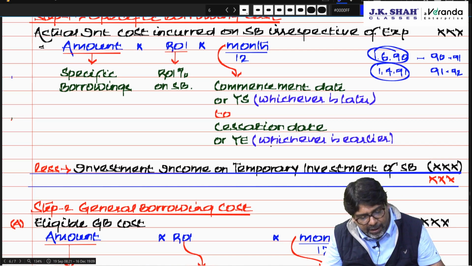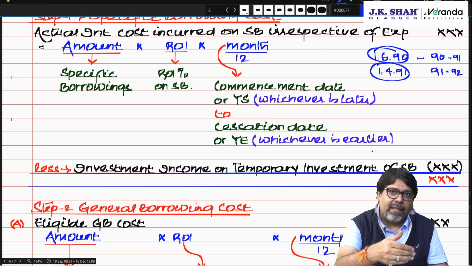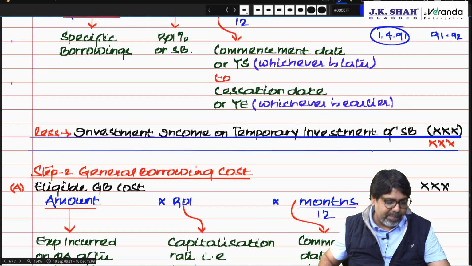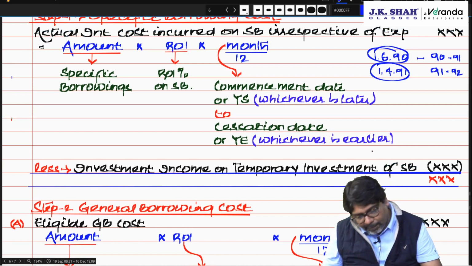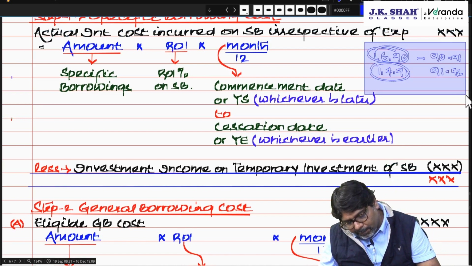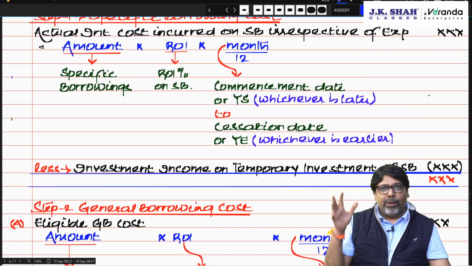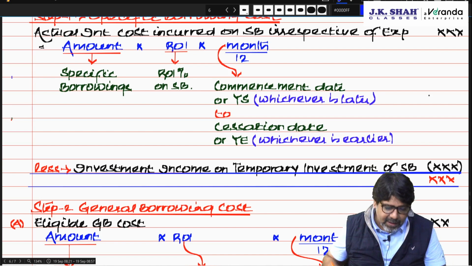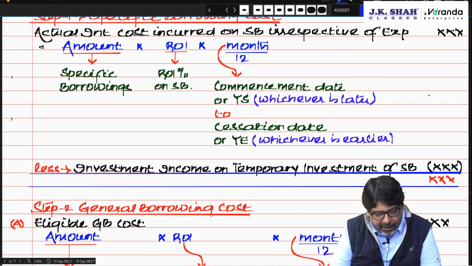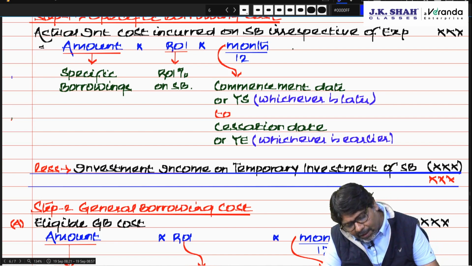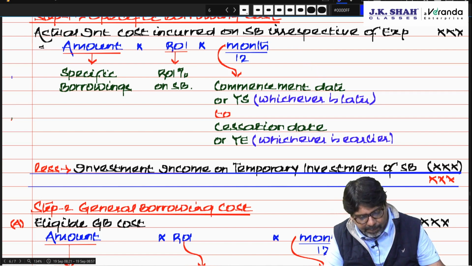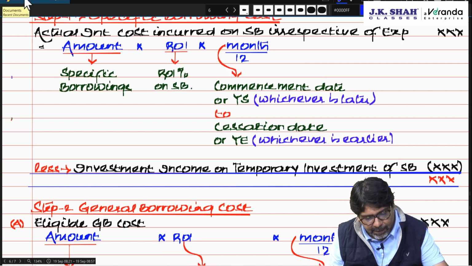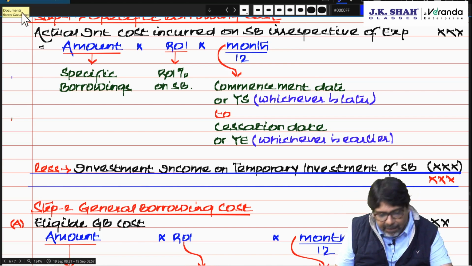Two, cessation date or year end, whichever is earlier. When you completed the construction or the year ended first, whichever is earlier. Correct, this is simple. Now, suppose, as I told you, you took the loan and you took a certain time period to use that money on the construction. For that time period you invested. Am I clear? For that time period you invested.